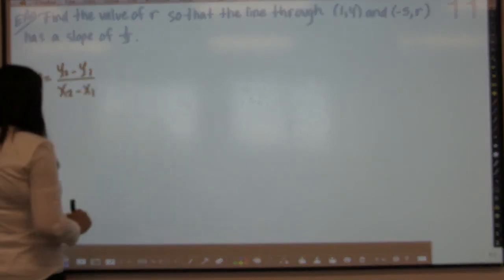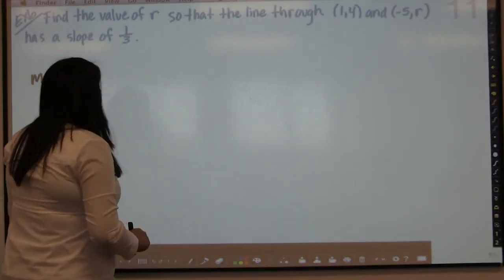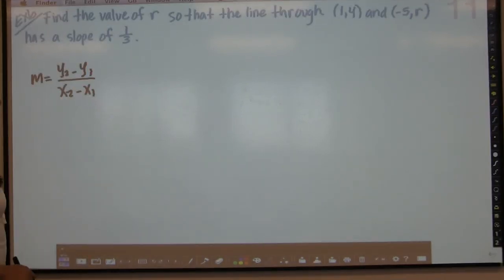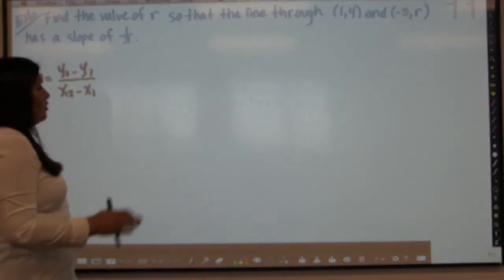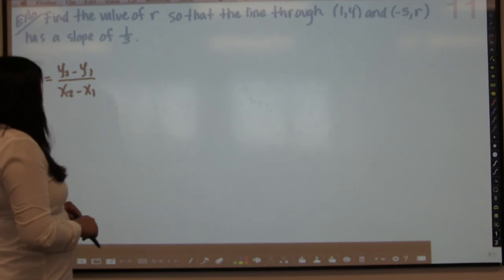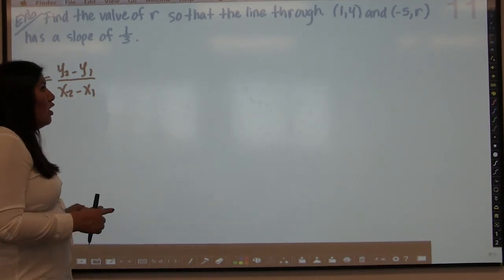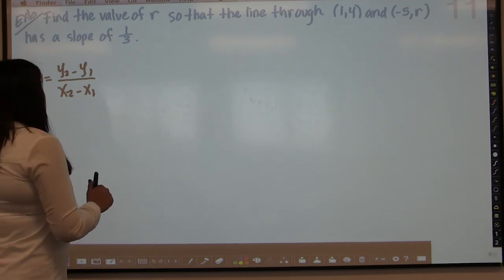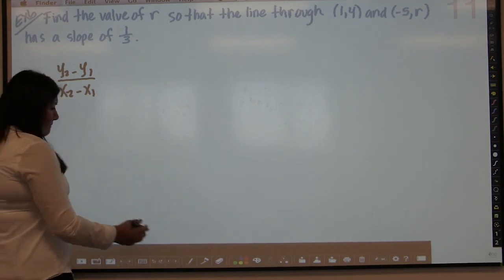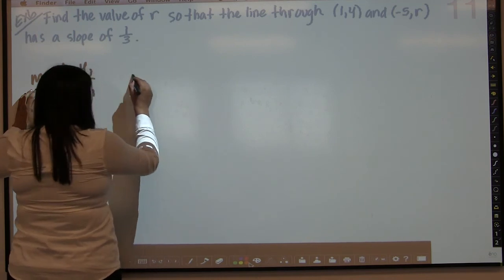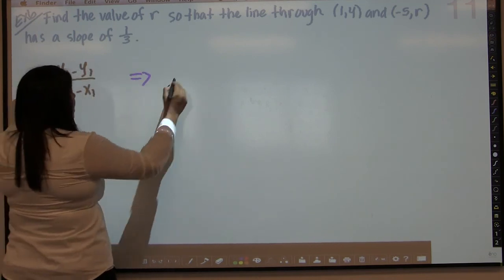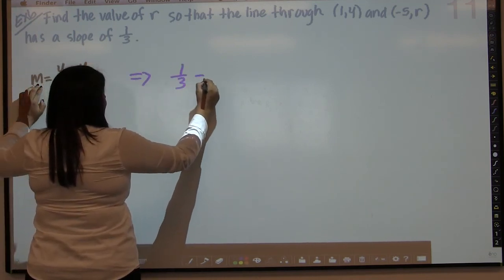Just in case you had forgotten it. And it says here, find the value of r so that the line through those 2 points, (1, 4) and (-5, r), has a slope of 1/3. So in this case, we're not being asked to find the slope. We already know what the slope is. The slope is 1/3.